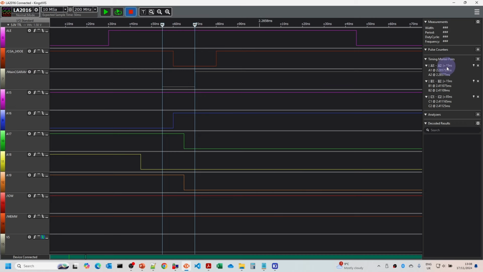If you look over here, it's only about 15 nanoseconds. And if you actually have a look at the address lines, so we've got A19 to A15 here, you can see that during this period of time they're actually in transition.